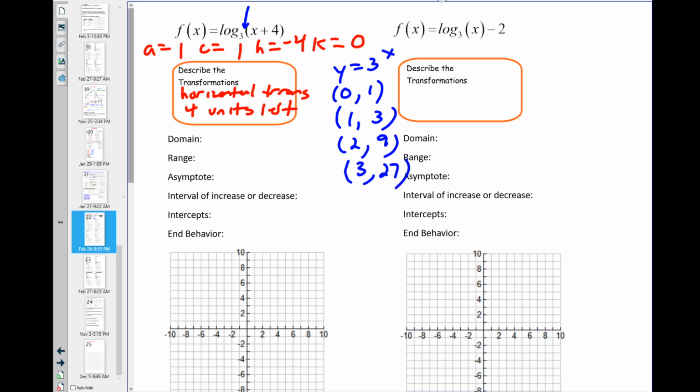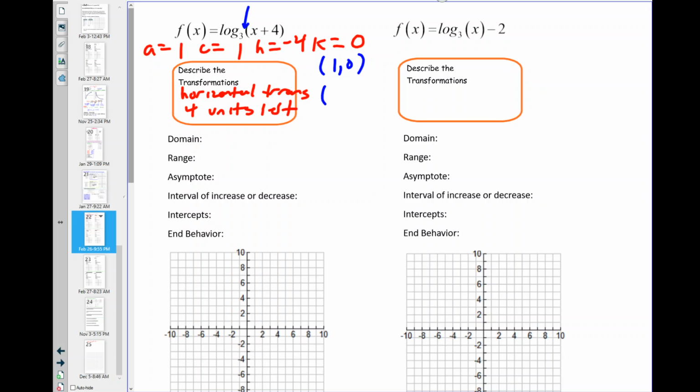All right, but that's if it's exponential. What's the relationship between exponentials and logs? They're inverses. So all we have to do now is switch the points. Instead of 0, 1, my starting points here are going to be 1, 0, 3, 1, 9, 2, 27, 3. You just switch the x and the y. And then that's it. Once you have that, now you can apply the transformations.